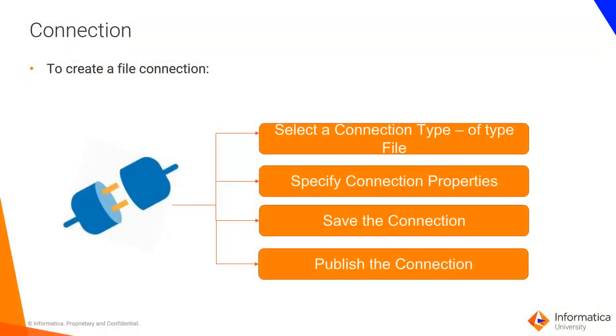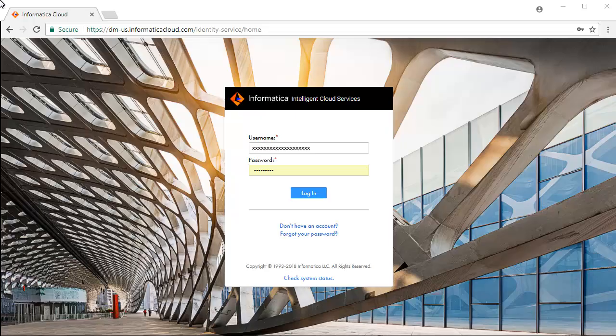To create a file connection, select a connection type of type file. Specify connection properties, for example name, description, and other connection parameters. Save and publish the connection. Let's get started with the demonstration.